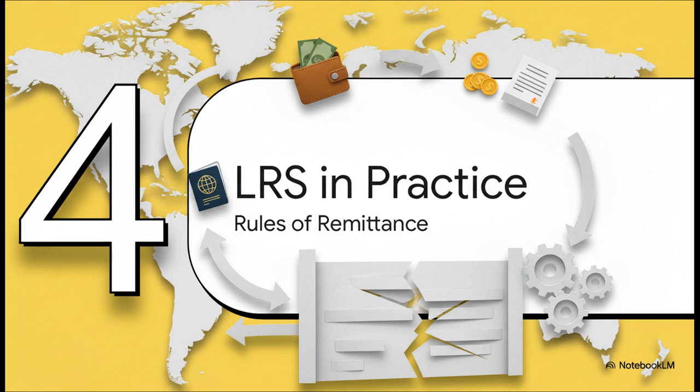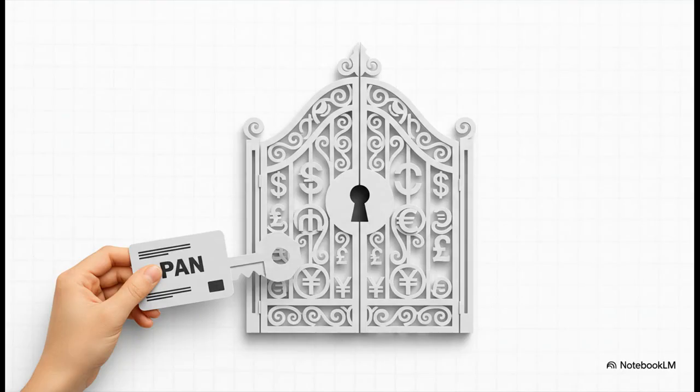So let's get down to brass tacks. What are the absolute must-know rules you gotta follow when you send money using the LRS? Okay, rule number one, and this one is totally non-negotiable. Your PAN, your permanent account number, is mandatory. No PAN, no money transfer. It's as simple as that. The bank won't even look at it. Your PAN is basically the key that unlocks the entire LRS system for you.